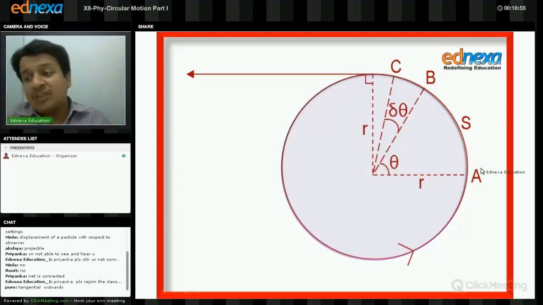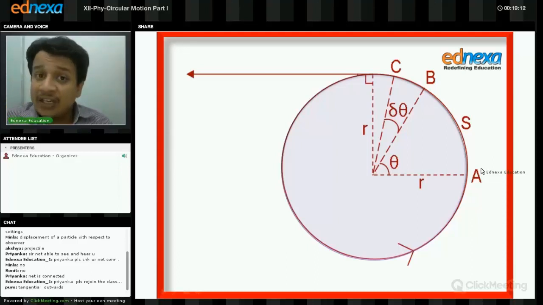So what will the tangent indicate to you? The tangent will indicate velocity of the particle. What will the tangent indicate? That tangent will show us direction of velocity of particle. Getting it? What will the tangent indicate? Direction of velocity. Take a note of it. It's a very important part.